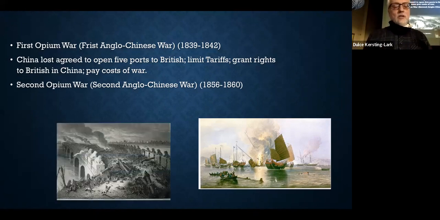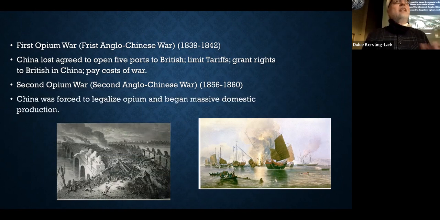And in this particular one, and this is a bridge going into Beijing, basically the Chinese army was destroyed here so that the government had to surrender. The Chinese gave a bunch of concessions again, but the biggest one was that China was forced to legalize opium. So now they cannot make opium illegal in China anymore, which they had been trying to do. And they had to begin massive domestic production. Great Britain and the opium merchants decided shipping it from India to China.